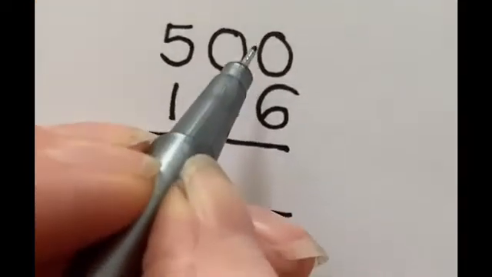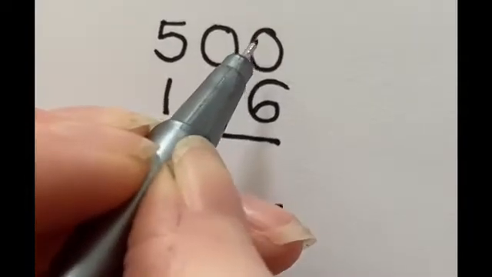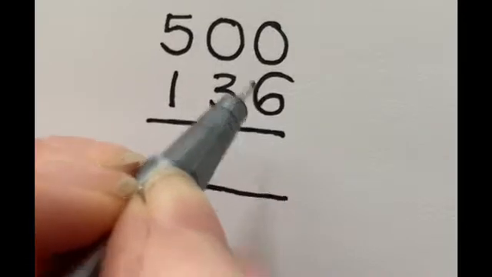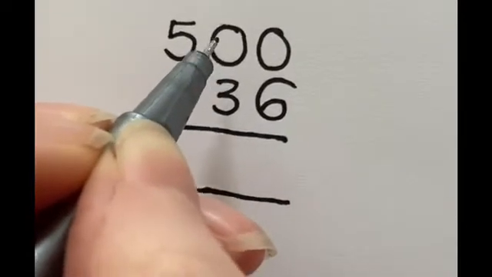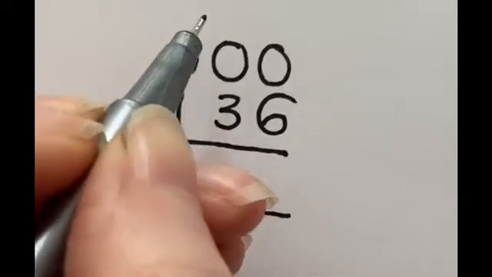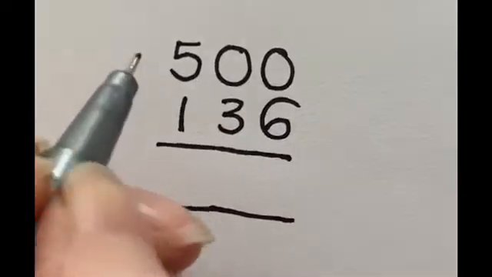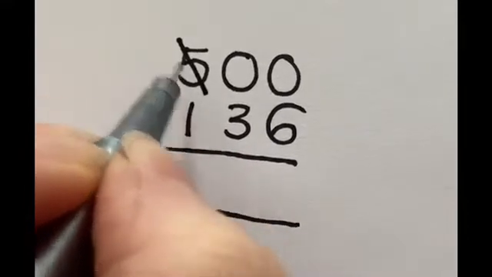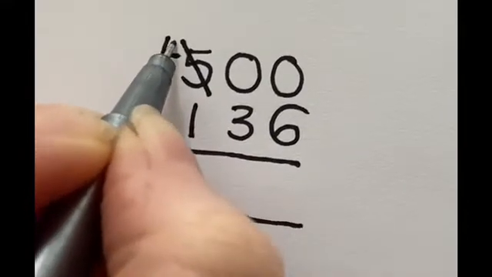Okay, let's start it the same way we normally would. 0 take away 6. Is there more on top or more on the floor? There's more on the floor, but when I try to go next door to borrow, there's nothing here to borrow from. So I have to go next door again. I bump along until I find a number that I can use. So I'm going to score out the 500s. I'm going to leave them with 400s.